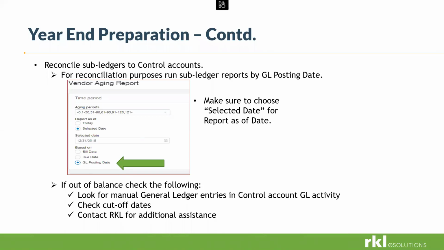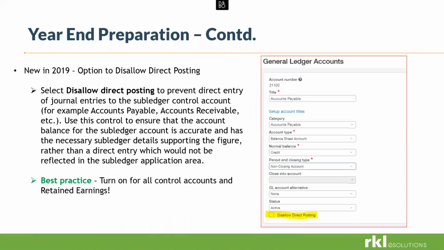One thing that they just added this year in 2019, which is very helpful, is now you're able to disallow direct posting on your control accounts. So it's right there in General Ledger Setup. This is just a screenshot of accounts payable. And you notice down below here, what I highlighted in yellow, disallow direct posting. You can enable that for your control accounts.